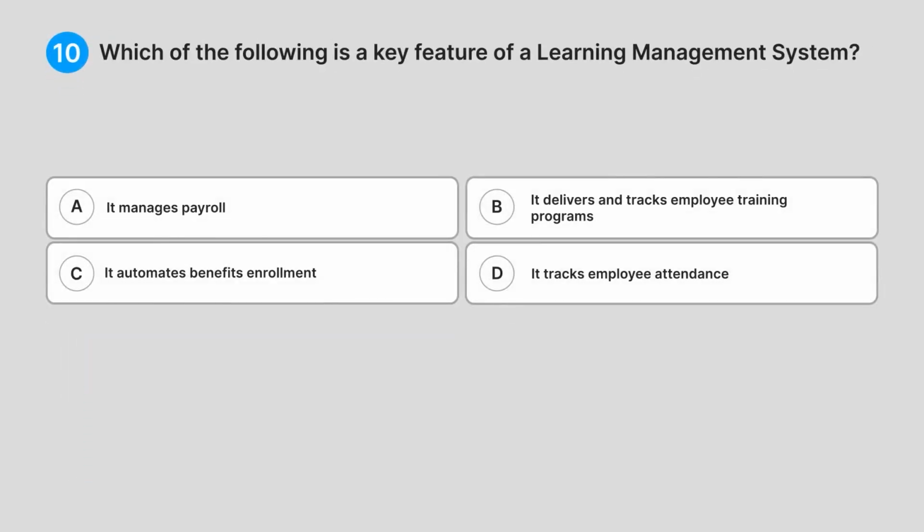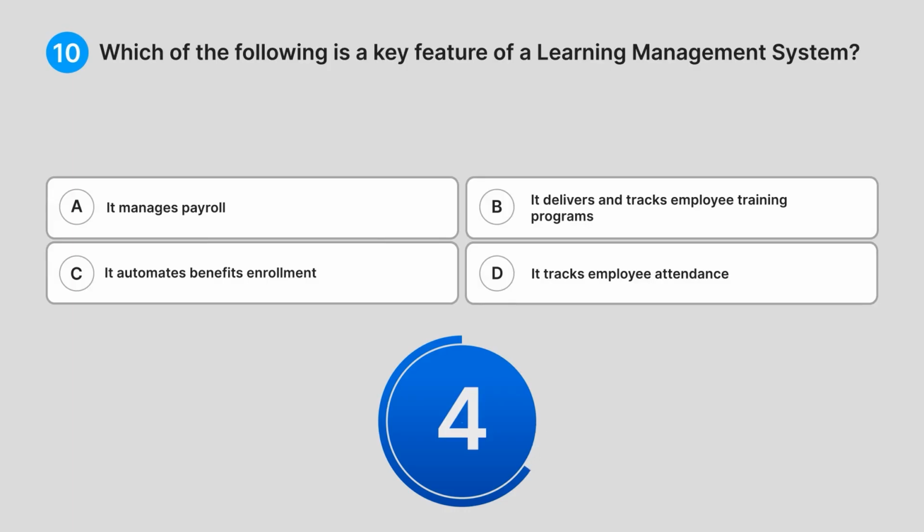10. Which of the following is a key feature of a learning management system? A. It manages payroll. B. It delivers and tracks employee training programs. C. It automates benefits enrollment. D. It tracks employee attendance. Can you guess the answer?